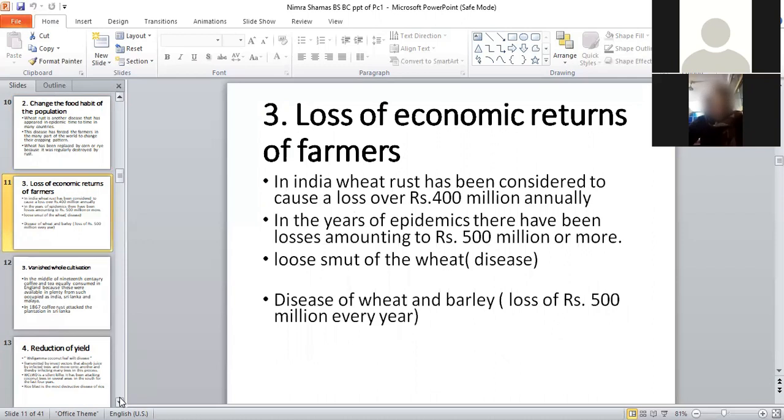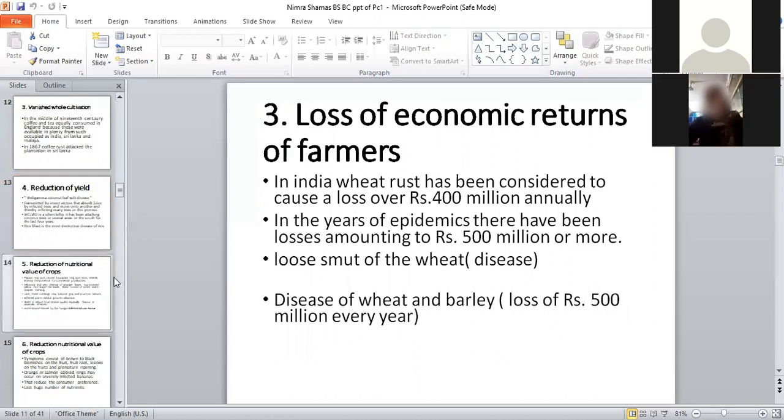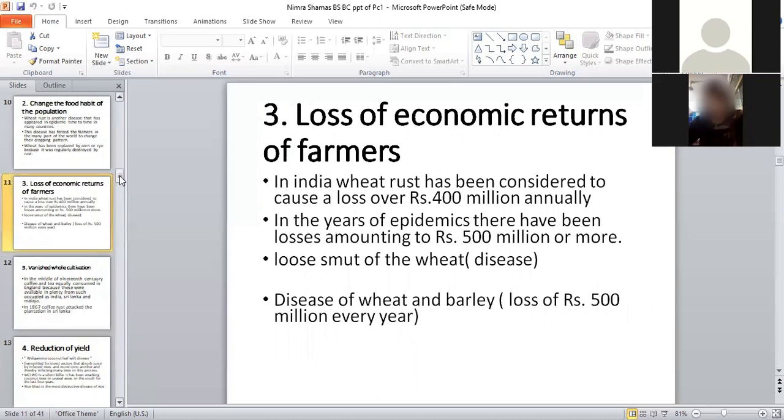Loss of economic returns. This means that the economic level goes down because of pest attack on crops. This is very damaging to the environment and to the economic level. In India, rust has been considered to cause a loss of over 400 million, and in an epidemic year, a loss of 500 million or more. These are diseases that affect wheat and barley. There is a life cycle behind this. Diseases of wheat and barley cause a loss of 500 million every year. Next slide.